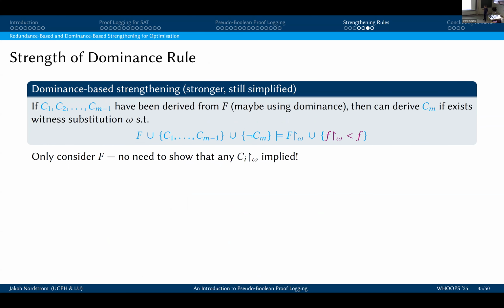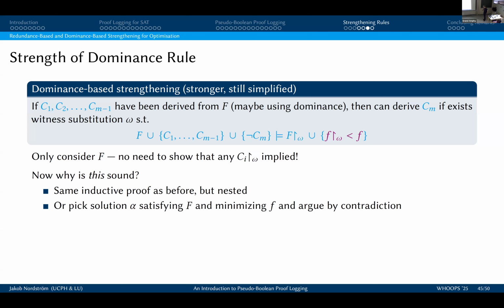It can even be made stronger. If I've derived a couple of previous constraints from F with semantic rules using dominance, then I can derive the new one if F union all the previous ones union the negation of my new constraint implies F under omega plus strict improvement of the objective. But I don't have to worry about these guys. This turns out to be very, very powerful. I can use them as premises when I prove things, but I don't have them as proof obligations.